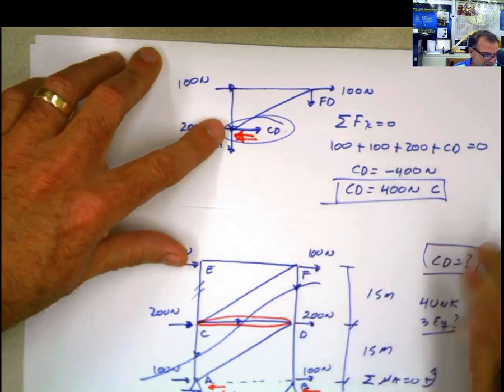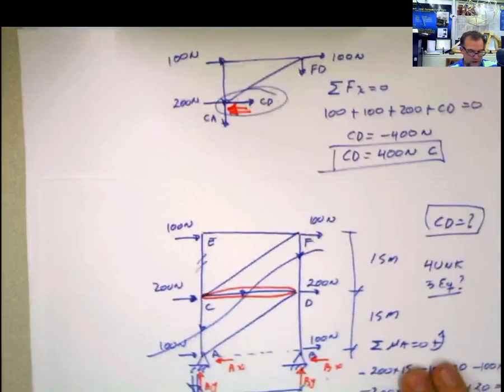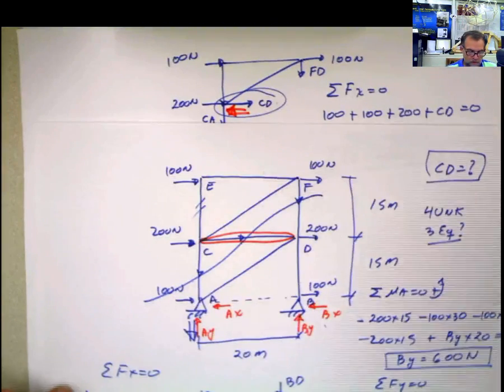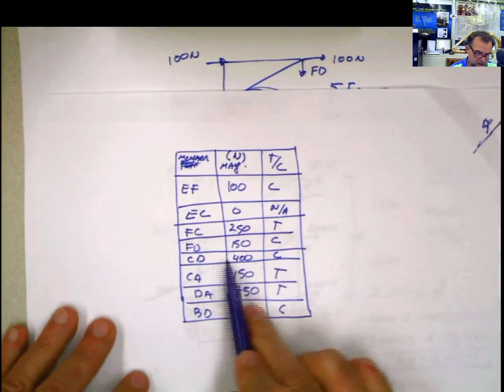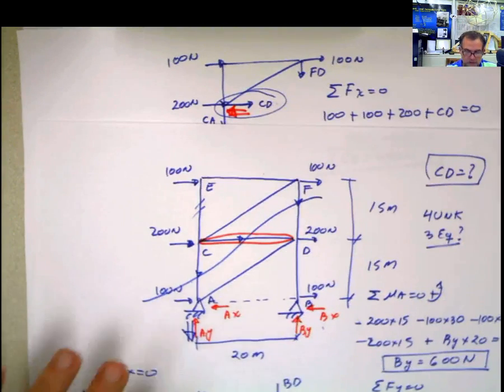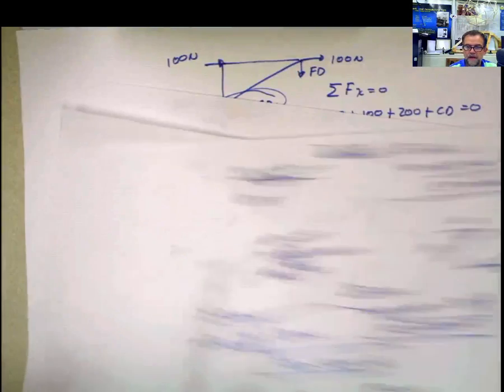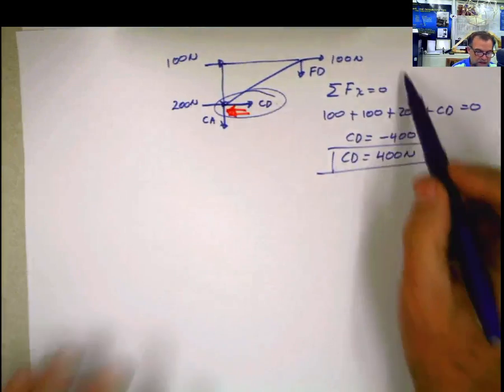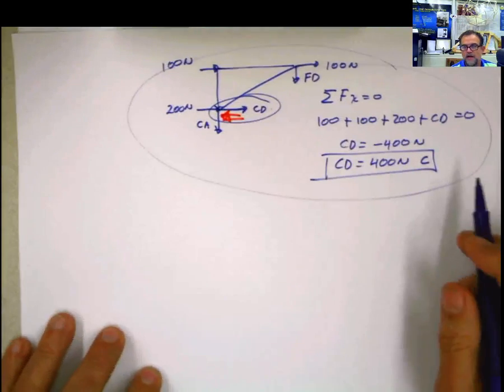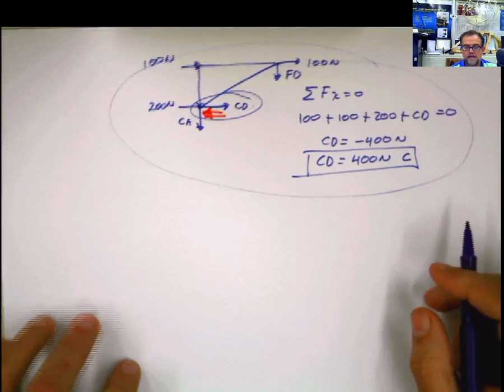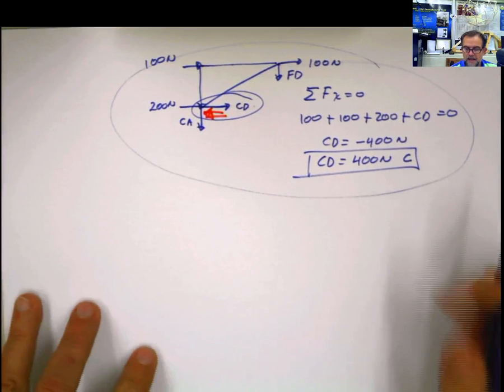That is all. And if you compare with the table that I just showed you before, CD equals 400 Newton in compression. But look, all the process that we had to do before, we have to do this, we have to do this, and we have to do this, only for calculating the bar that we were asked to calculate. So be smart, guys. Think first and act later. That's the way to go.